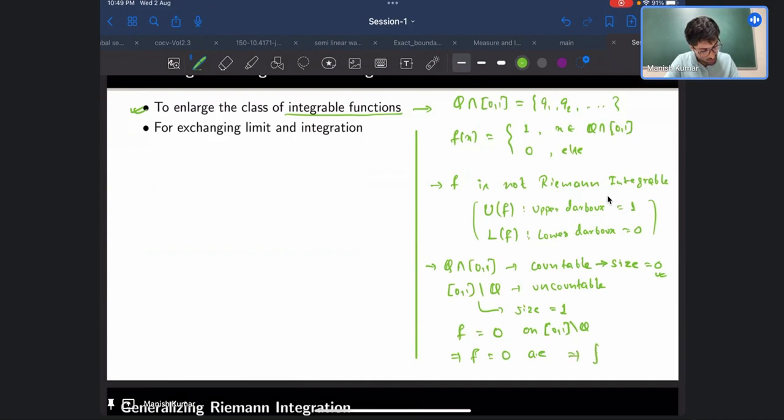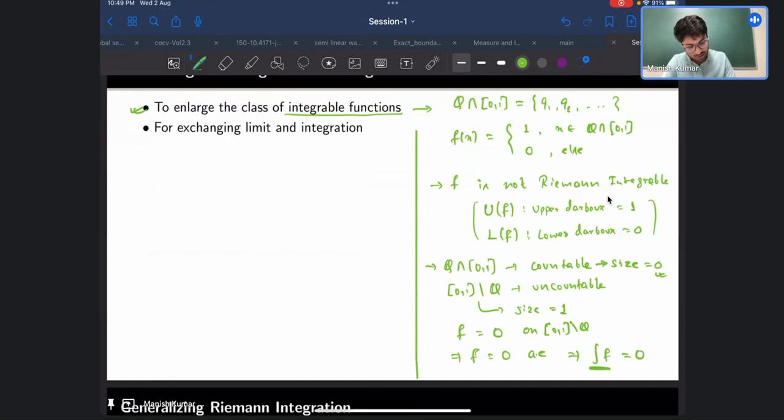So this should mean that this integral is 0, although you have to make sense of this integral, which will be seen later on. So you can see that this integral should be 0. What this integral is you will see later on. This is not the Riemann integration. We know that it is not Riemann integrable.